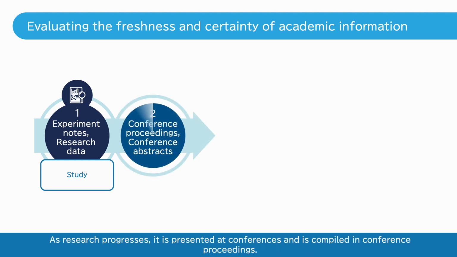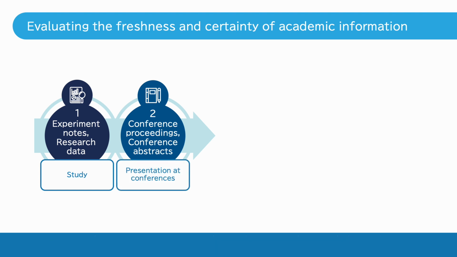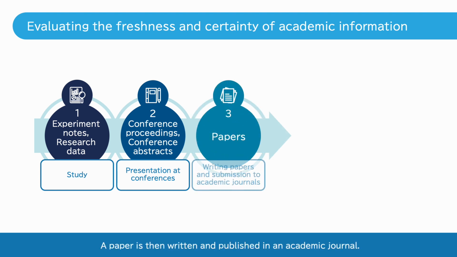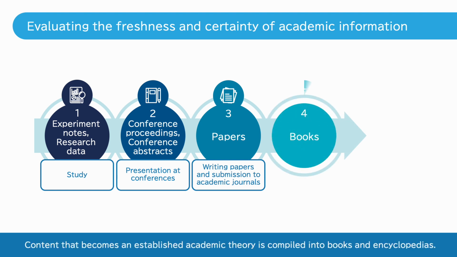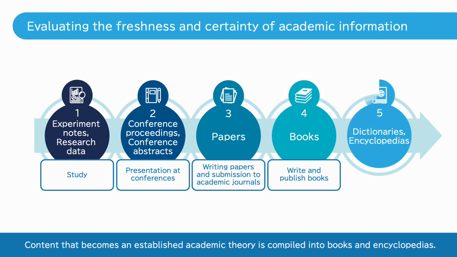As research progresses, it is presented at conferences and is compiled in conference proceedings. A paper is then written and published in an academic journal. Content that becomes an established academic theory is compiled into books and encyclopedias.